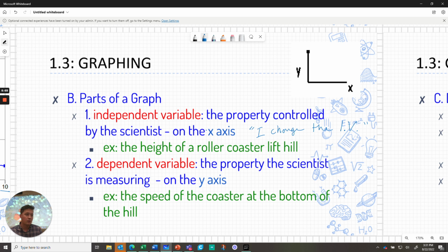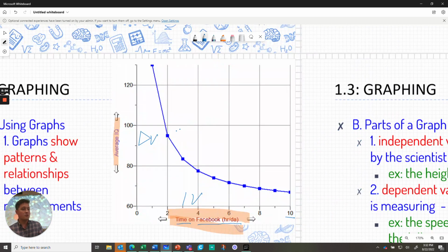So just remember this as the measured outcome of an experiment. Like in this last example, our measured outcome is the IQ. They were measuring that. They were probably administering an IQ test to measure the IQs of the people as they expose them to different amounts of Facebook every day.